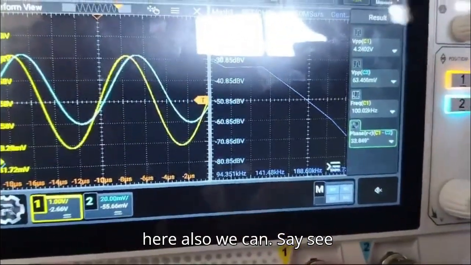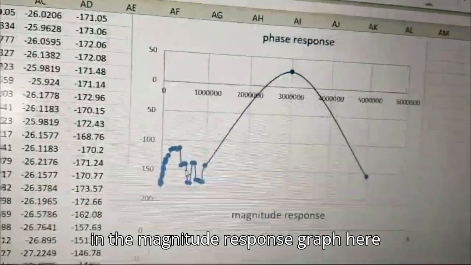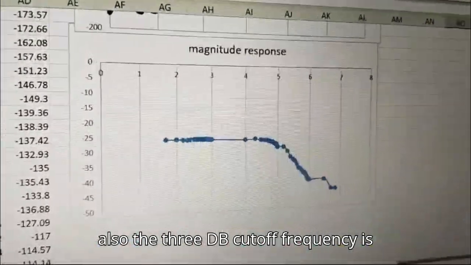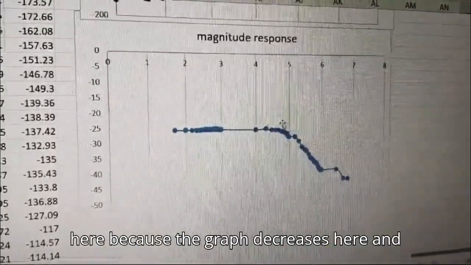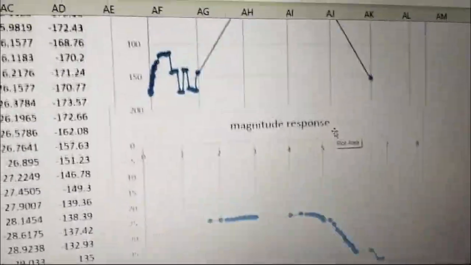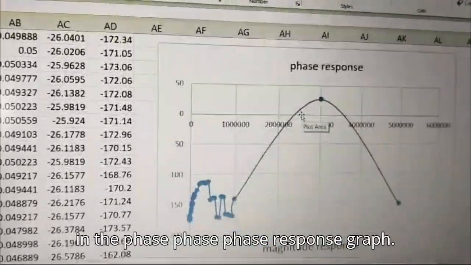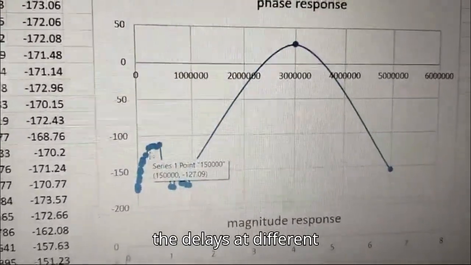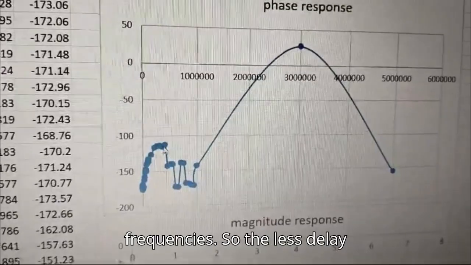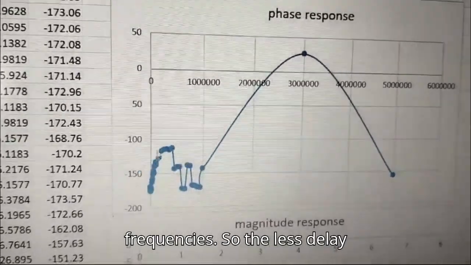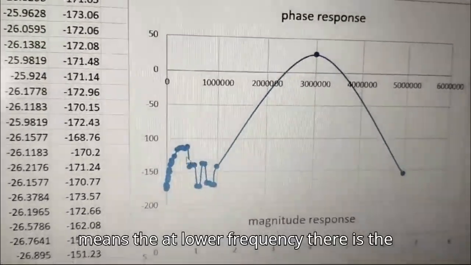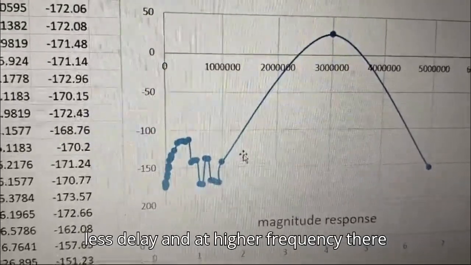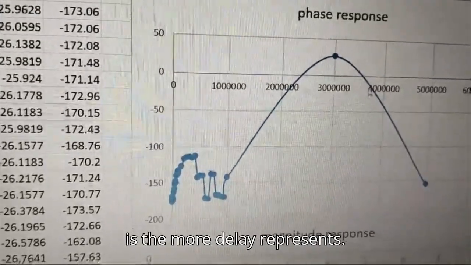Also in the magnitude response graph, the 3 dB cutoff frequency is here because the graph decreases here. And the phase response graph expresses the delays at different frequencies. So at lower frequency there is less delay, and at higher frequency there is more delay.